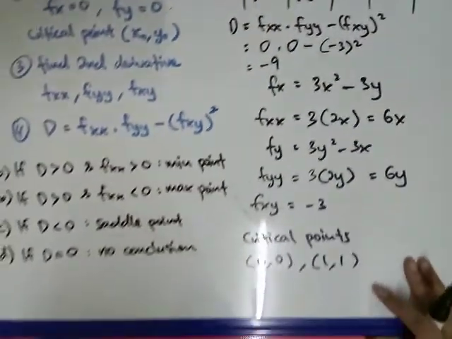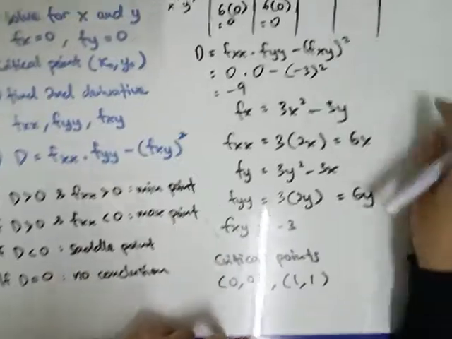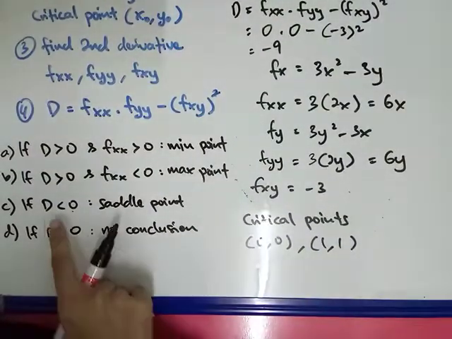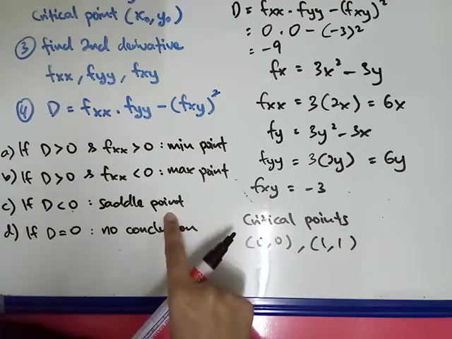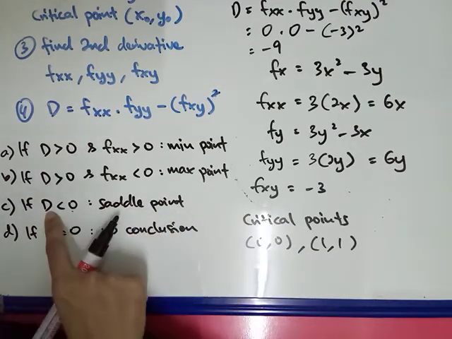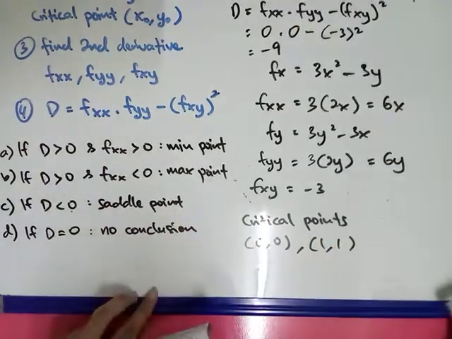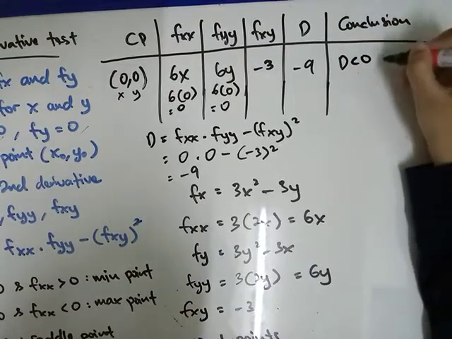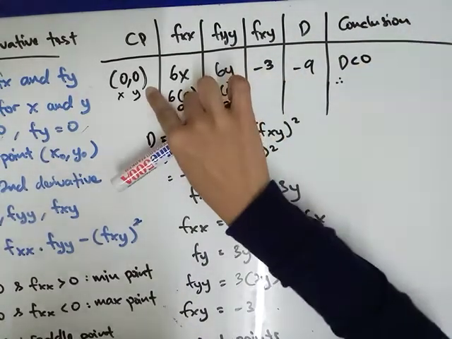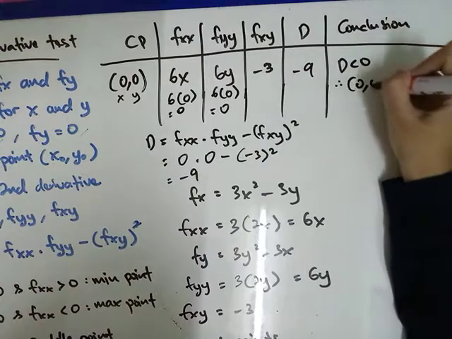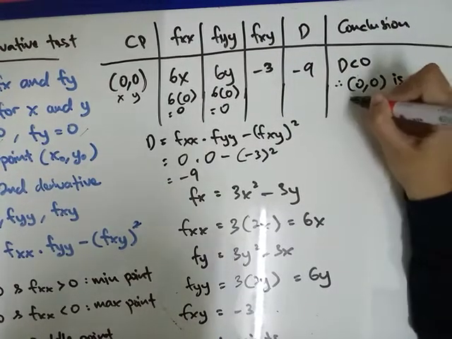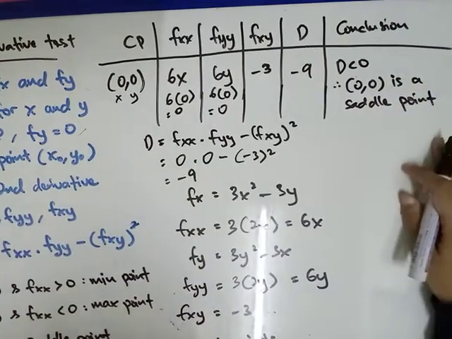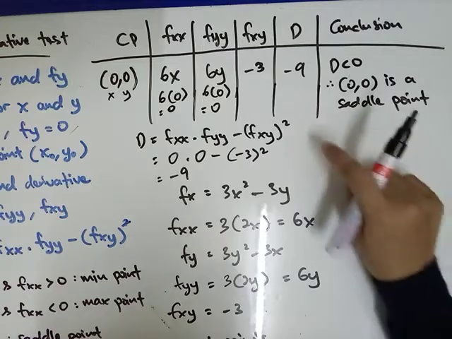And as you can see, we get negative 9 here, right? So negative 9 is less than 0. If D is less than 0, it is a saddle point. If D less than 0, it is a saddle point. So conclusion is D less than 0. Therefore, the point (0, 0) is a saddle point. This is for the first point.